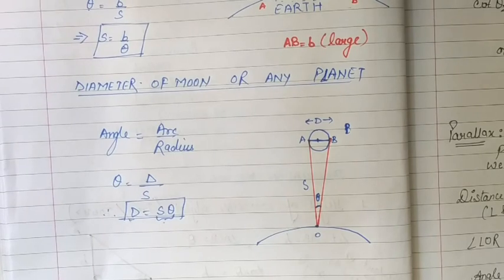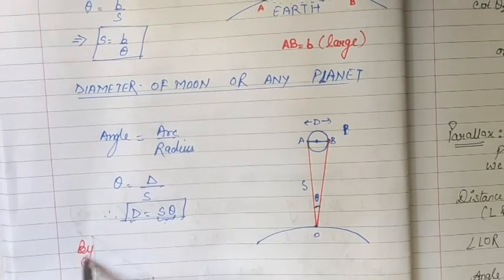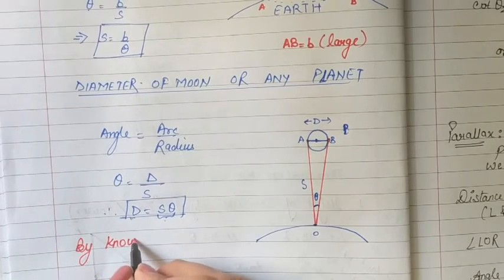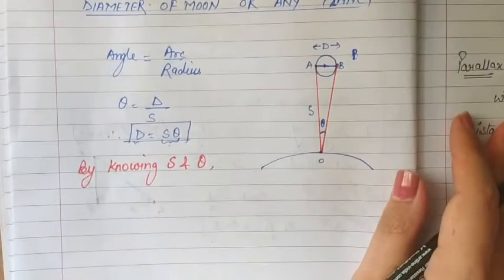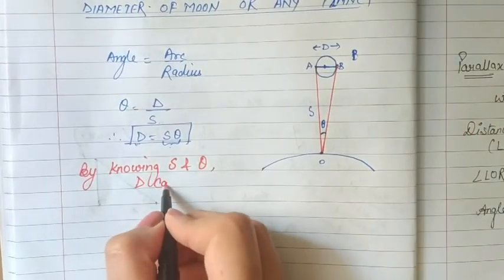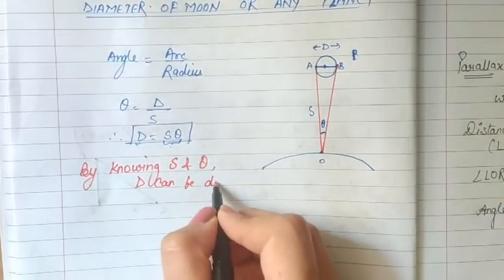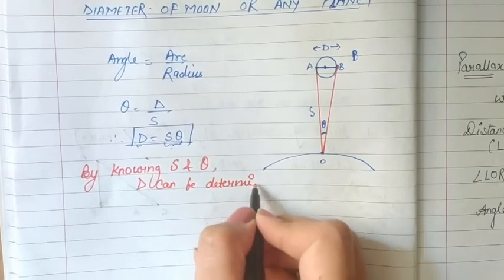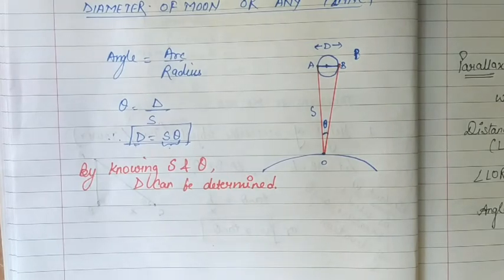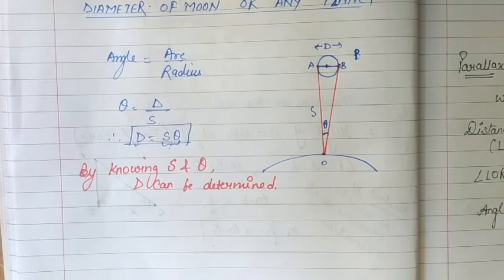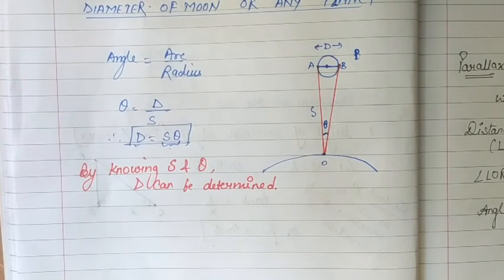So by knowing S and theta, D can be determined by using the parallax method. This is the parallax method that we use to find length indirectly, and it is basically used for larger distances that we can't measure directly by some instrument.